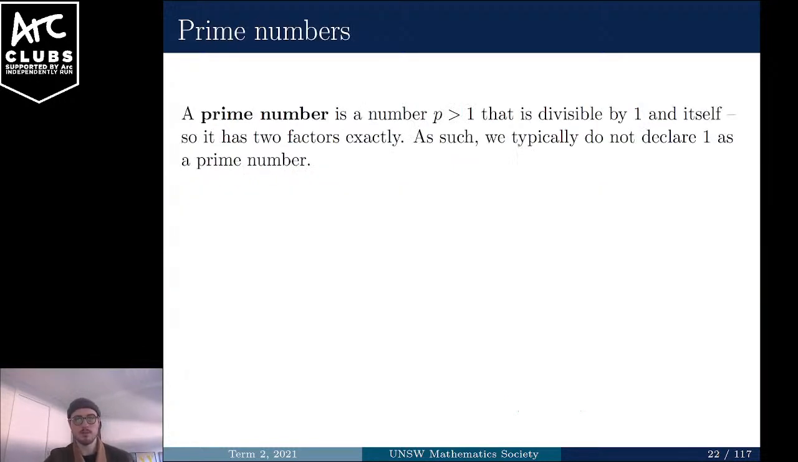Cool. Just a quick definition about a prime number. So a prime number is any prime p greater than 1 that is divisible by 1 and itself. So it has two factors exactly. We don't typically declare 1 to be a prime number. So sometimes people get confused. Is 1 a prime? Is it not a prime? We're just saying clearly out loud now, 1 is not a prime for our purposes for this course, at least. I think most people consider that to be the case, but at least for this course, that's what we're going to say.